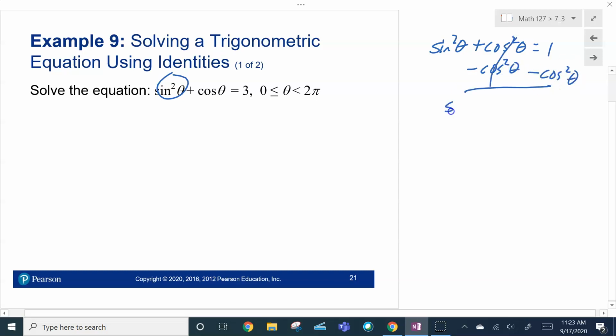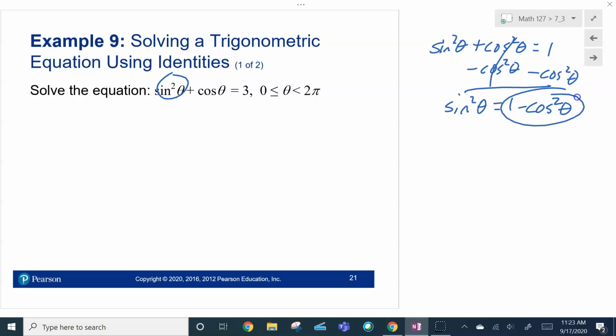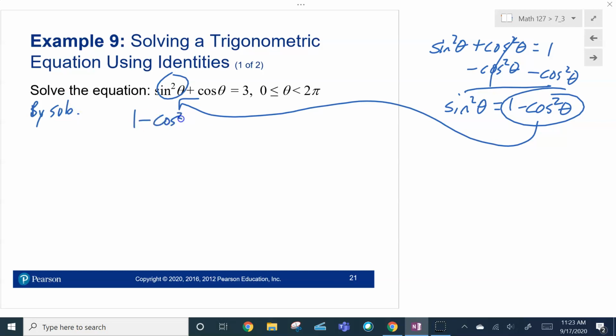We're like, oh, that's right, sine squared is 1 minus cosine squared. So let's make that substitution again. So by substitution, 1 minus cosine squared theta, I still have plus cosine of theta, this equals 3.